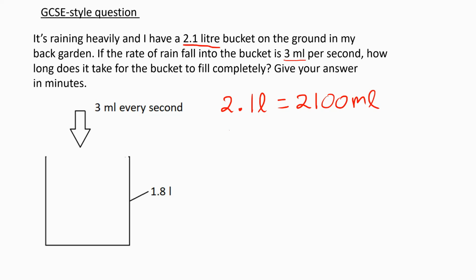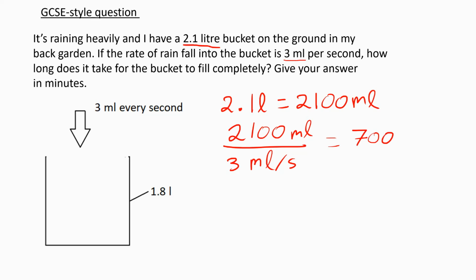So we want to see how many lots of 3 millilitres are in 2,100 millilitres. We basically need to divide. Now 3 into 21 is going to go 7. So we end up with 700 seconds. So it's going to take 700 seconds. Now to change that into minutes, you would need to divide it by 60.